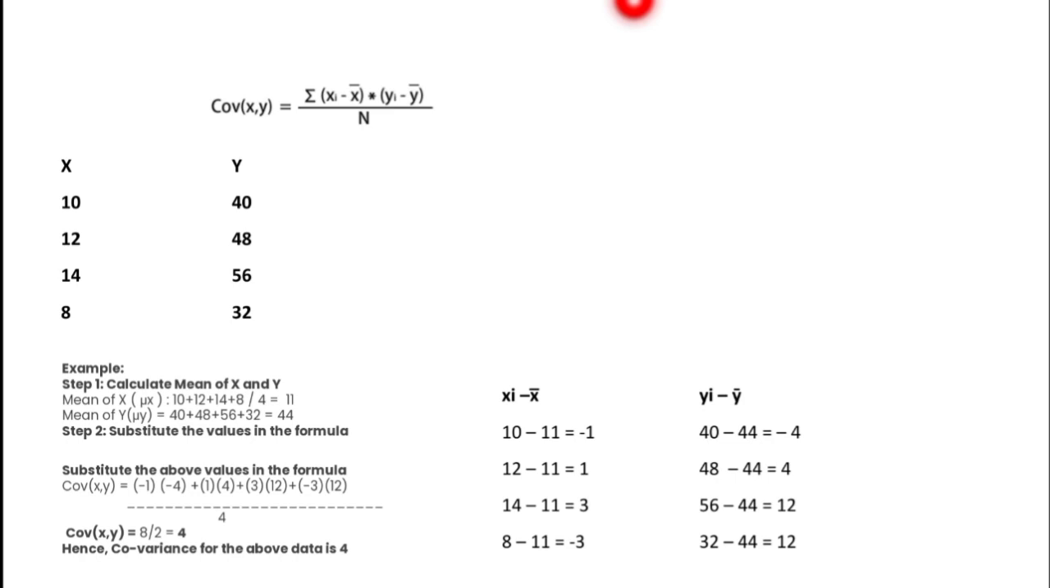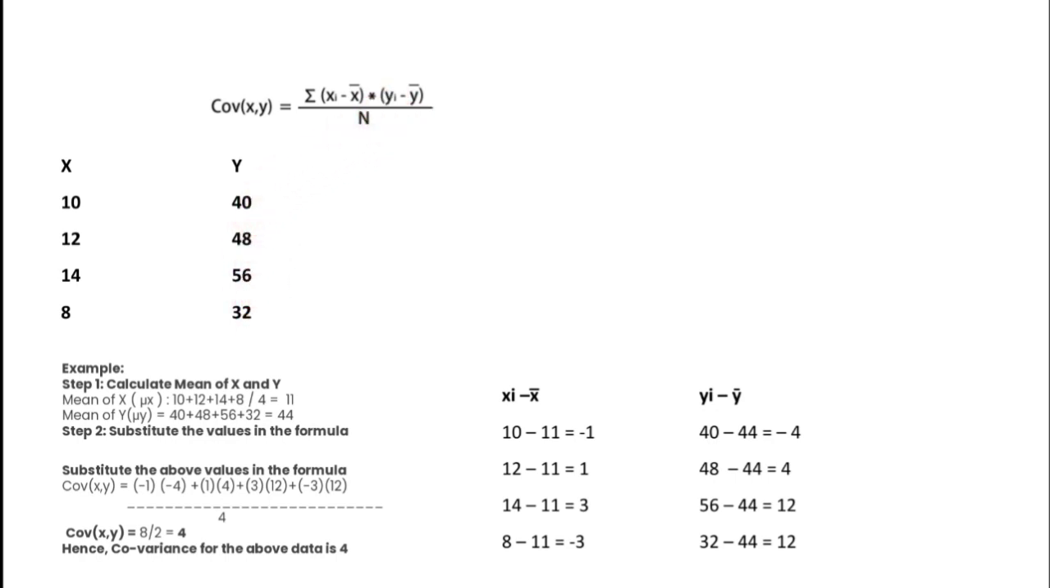Next I have to calculate the mean of y. I will add 40 plus 48 plus 56 plus 32. You can see here, and you have to divide that value with the value n. What is the n value? 4. So you are going to get the mean value 44. So what I did now, I calculated the mean value for x and the mean value for y. The mean value of x is 11 and the mean value of y is 44. Very simple, right? You have to add all the values divided by the number of values, that is n.